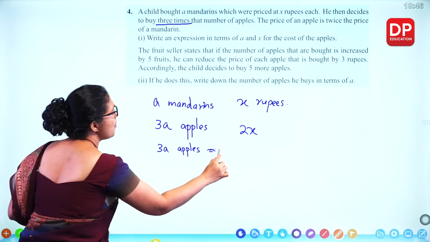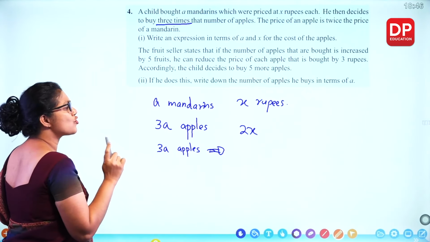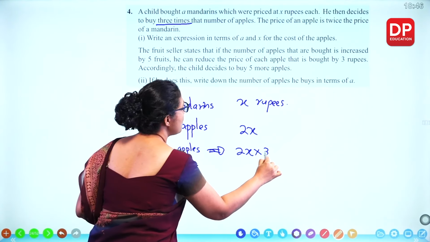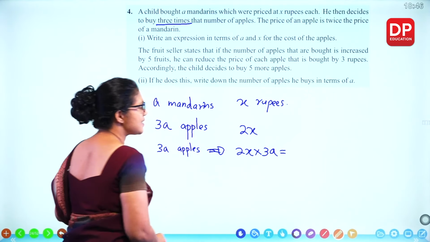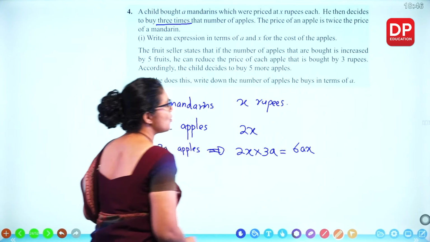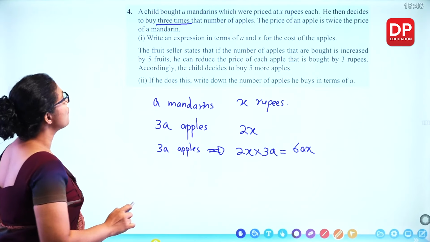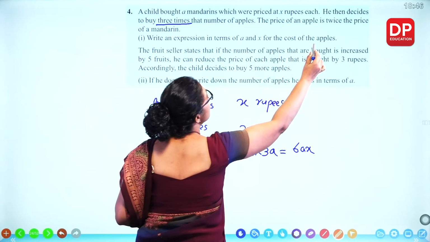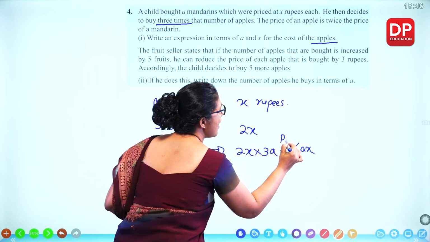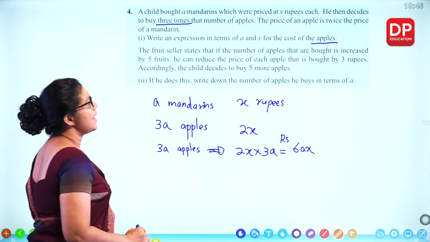is how much? 1 apple is 2x. So you need to multiply 2x by 3a. So what's the answer? 3 times 2, 6ax. So that's the cost of the apples. So this is in rupees. You can write rupees 6ax.